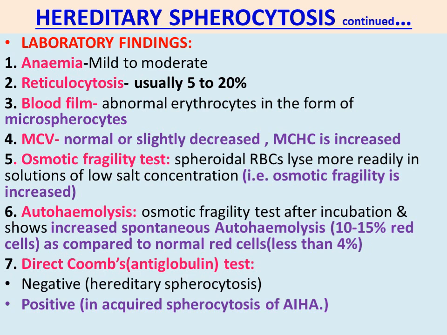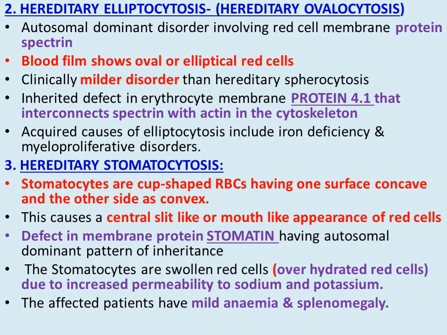Then the direct Coombs test, also called an antiglobulin test, will be negative for hereditary spherocytosis, whereas it is positive in acquired spherocytosis of autoimmune hemolytic anemia. Acquired spherocytosis will be observed. In that one it will be positive, whereas it is negative for hereditary spherocytosis.